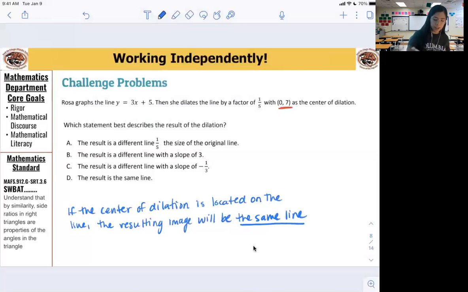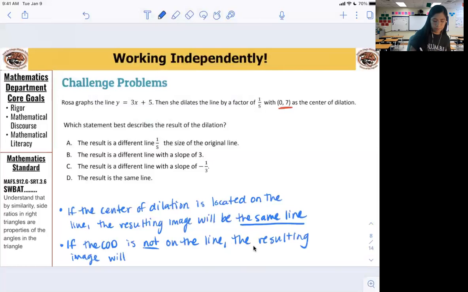What if the center of dilation is not on the line? What type of line will you get? Parallel. Good. If the center of dilation is not on the line, the resulting image will be parallel.